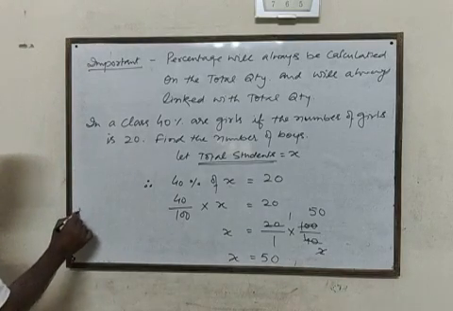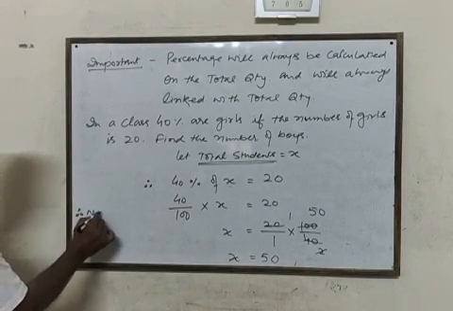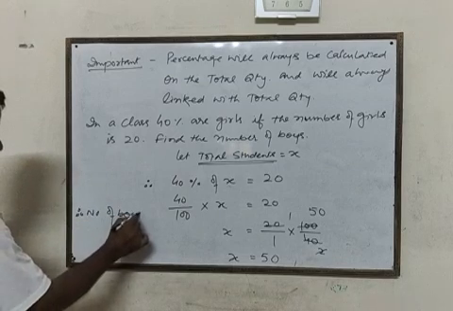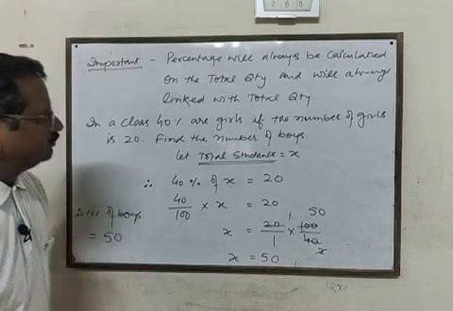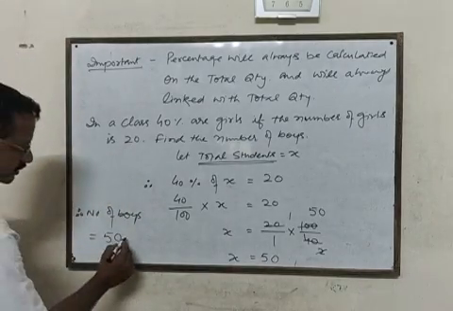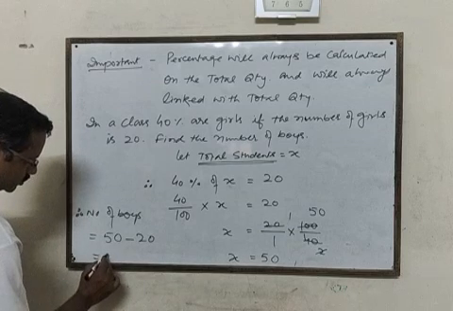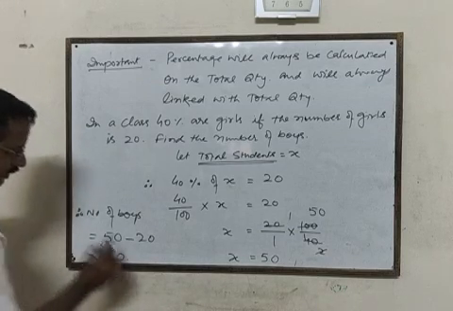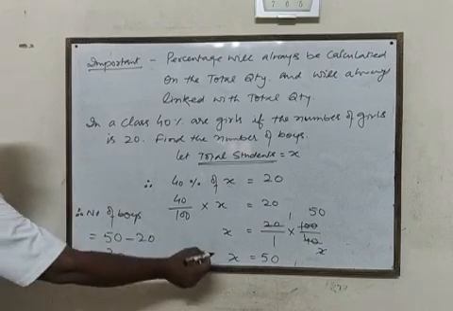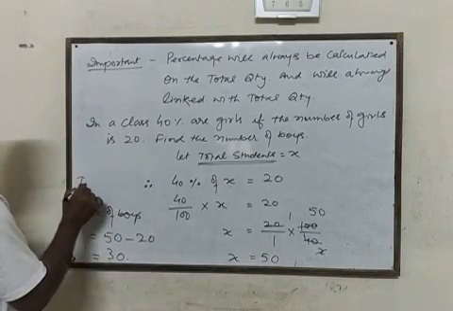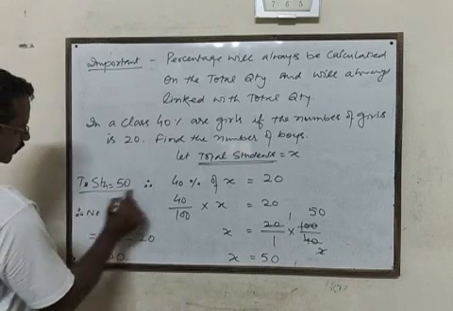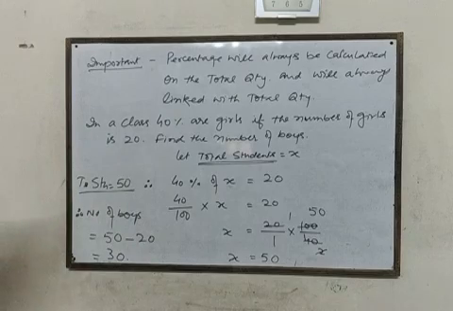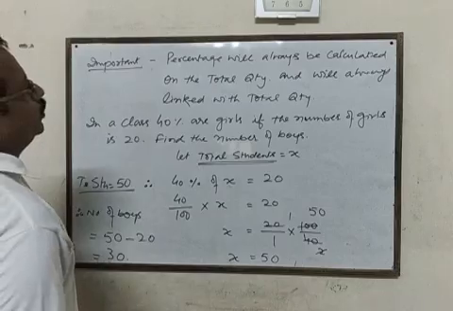Therefore number of boys is equal to 50 total students minus 20 girls. So total boys will be 30. So X is 50, which means total student is equal to 50. So this is the meaning of this important rule.